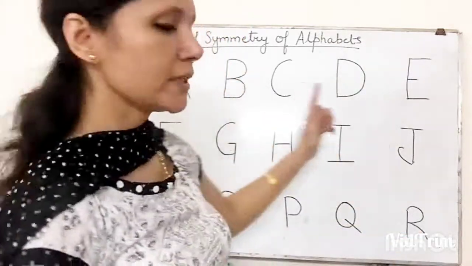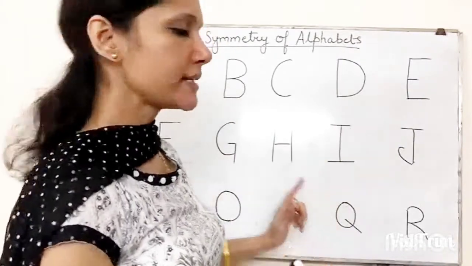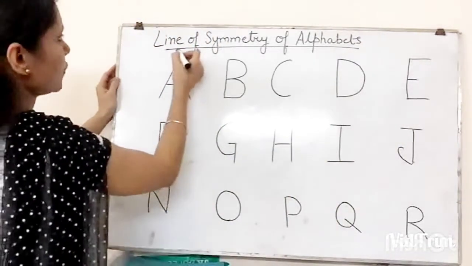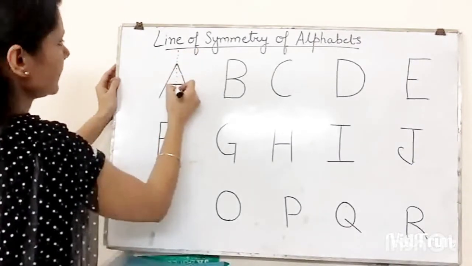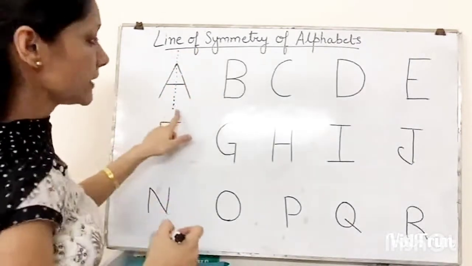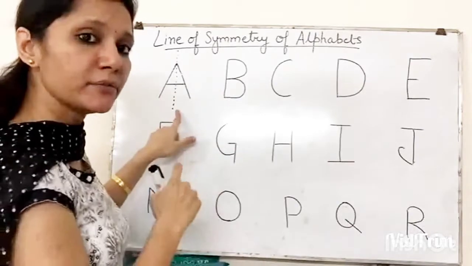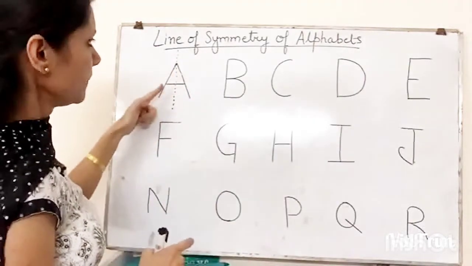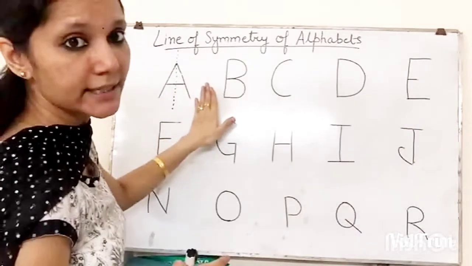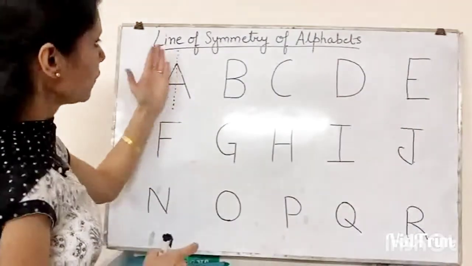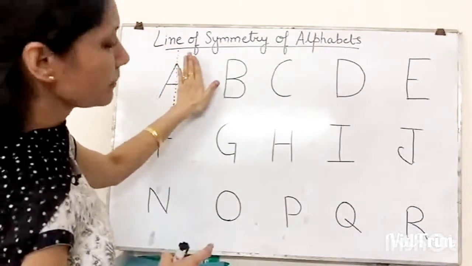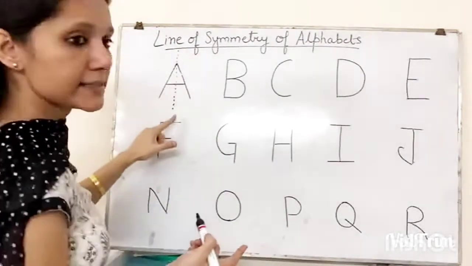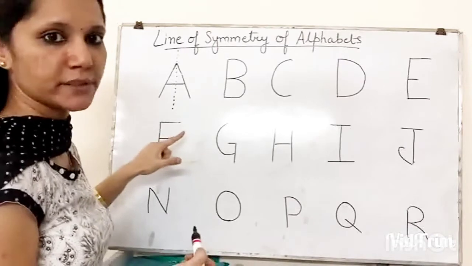Now I have written down some of the alphabets. So let us start with the alphabet A. Now if I draw a vertical line at the center, is this line a line of symmetry for alphabet A? See, whatever is present on the left side of A, the same thing is present on the right side of A. That means if I fold the left side, it would completely overlap the right-hand side. That means this is the line of symmetry for alphabet A.